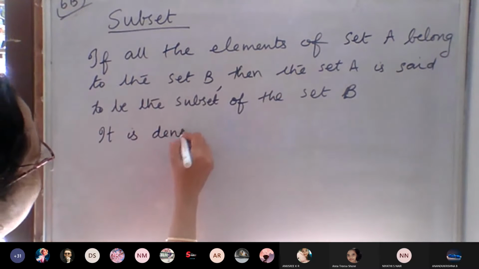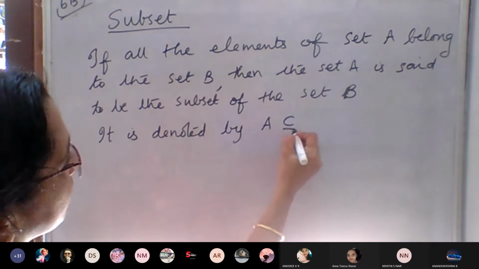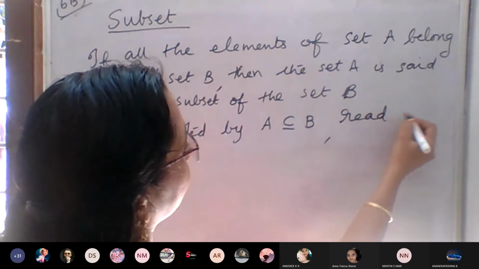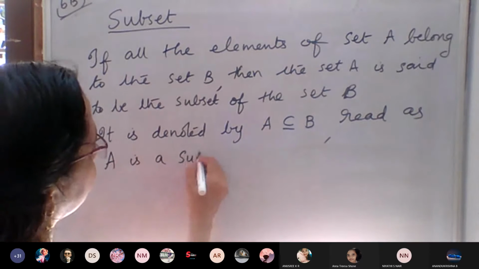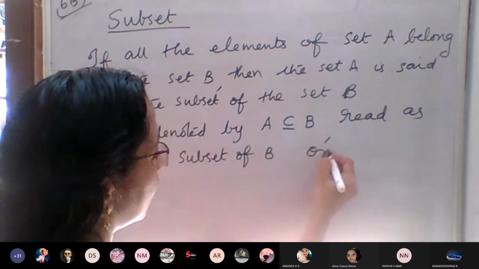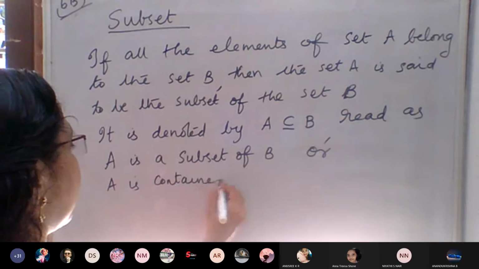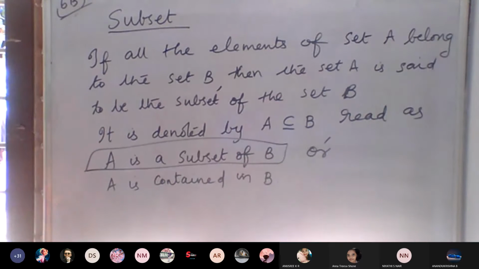It is denoted by A subset of B. A is a subset of B. Read as A is a subset of B, or A is contained in B. Usually we use A is a subset of B. Another way to express it is A is contained in B.